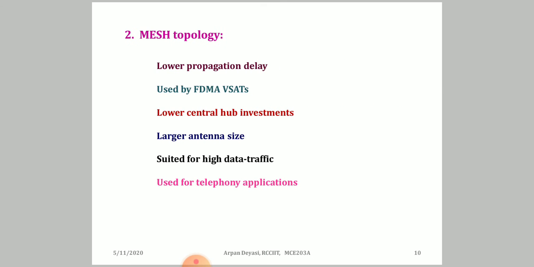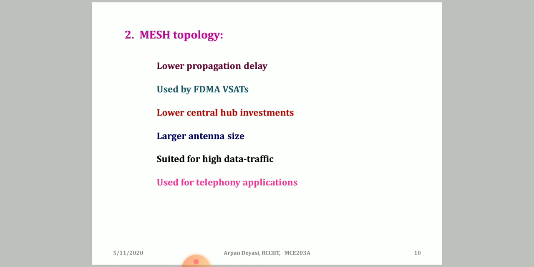What are the features of the mesh topology? Naturally, the central hub is not required, so the propagation delay will be less, and it uses FDMA VSATs. So central hub investment you can cut down. Antenna size will naturally be larger, and it is suited for high data traffic and used for telephony applications.